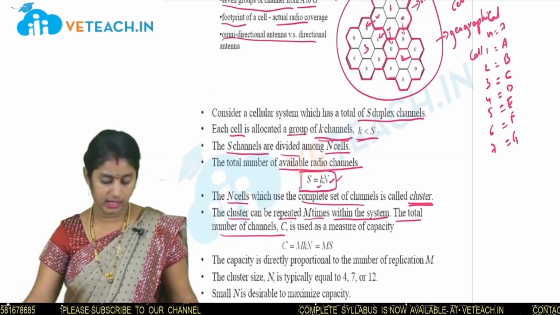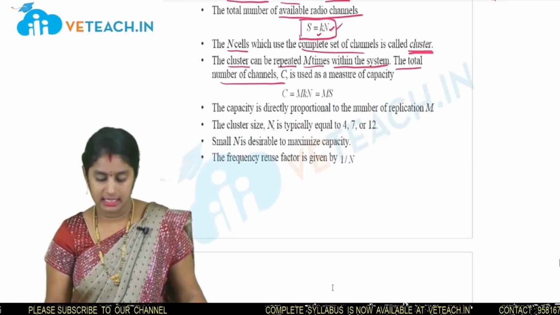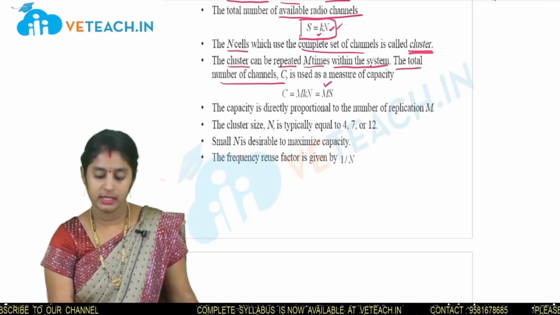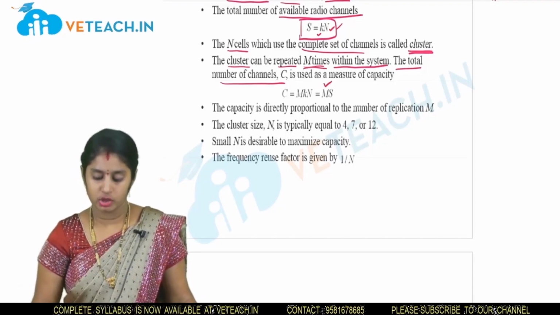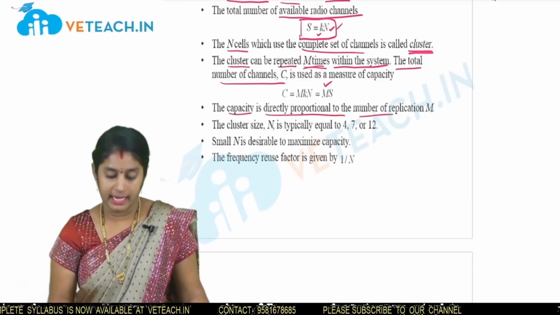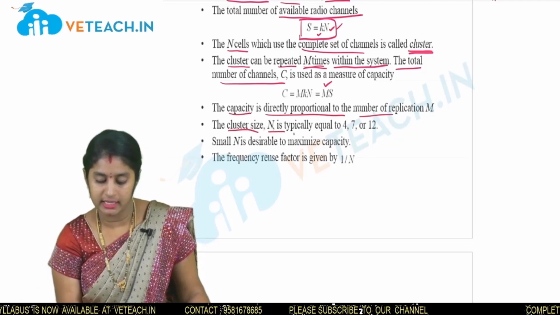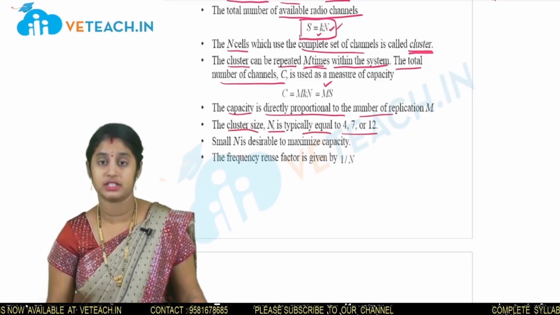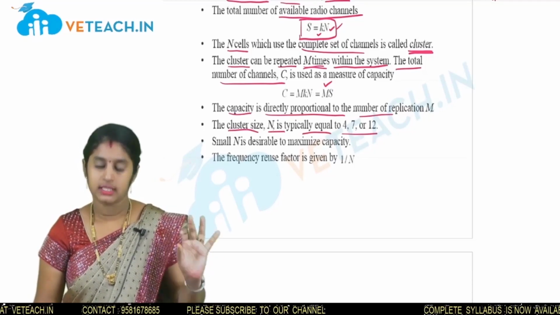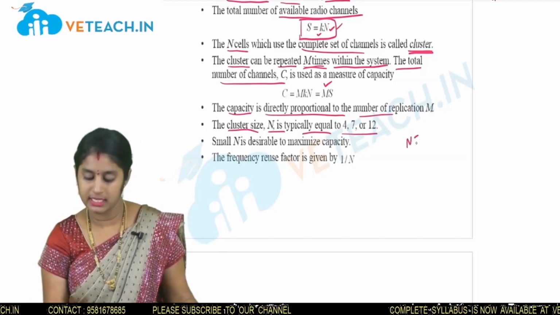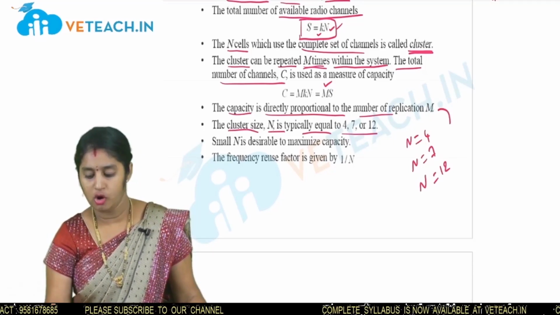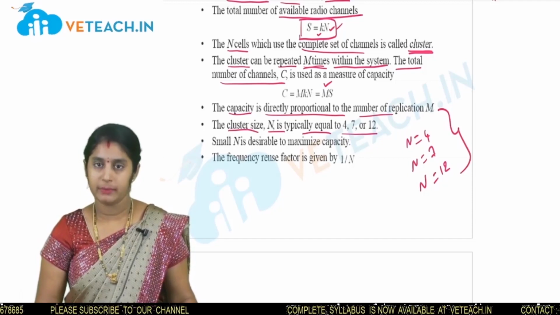Alright. So the next point we are coming to is that the capacity is directly proportional to the number of replications. Here M is nothing but repetitions, right? So these repetitions will be directly proportional to the capacity. And next, the cluster size capital N, that means the size of the cluster, needs to be maintained as 4, 7 or 12. So capital N equals 4, capital N equals 7, or capital N equals 12. Only these three values need to be maintained.